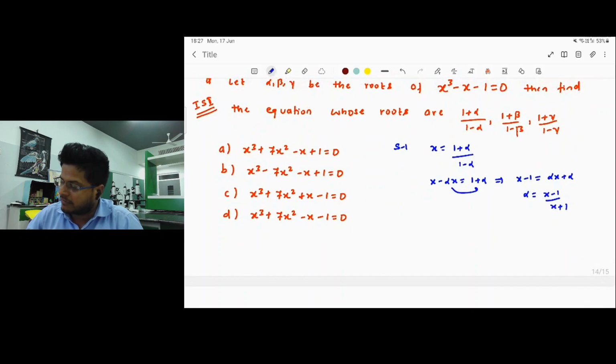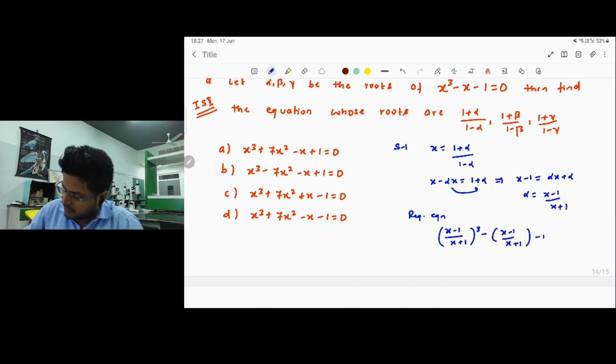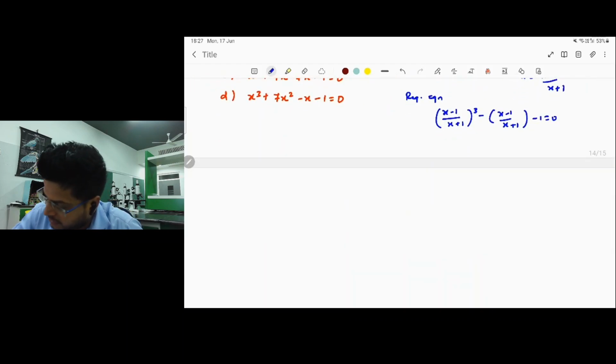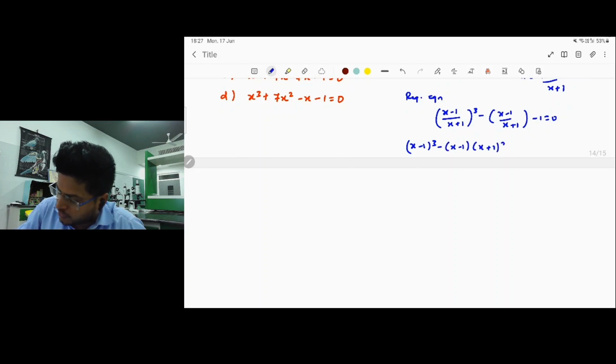Now alpha is a root of the given equation, isn't it? So substitute there. What do we get as the required equation? We get x minus 1 by x plus 1 whole cube minus x minus 1 by x plus 1 minus 1 equals 0. When you simplify this, you get x minus 1 whole cube minus x minus 1 into x plus 1 whole square, because 1 will get cancelled, and here we have x plus 1 whole cube equals 0.